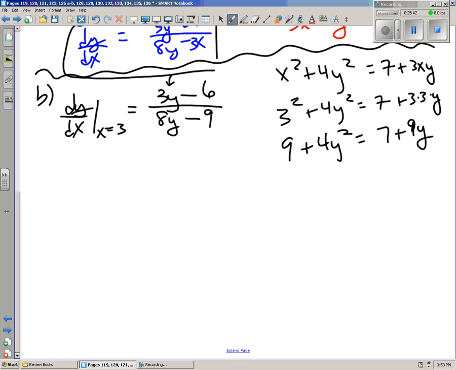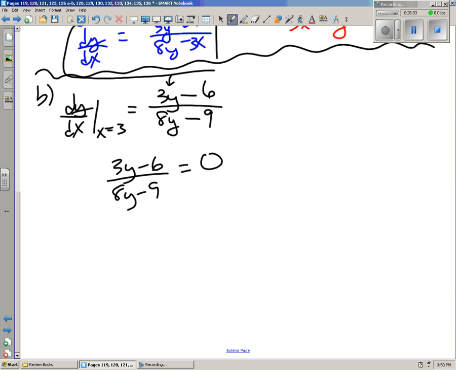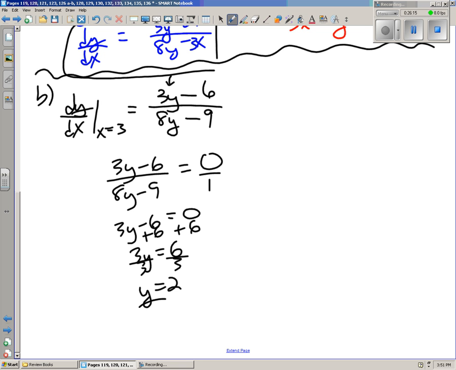And let's see. Actually, you know what? I'm not going to do it this way. I'm sorry. You can do it this way, it's just harder. Here's what we can do, though. What we can do is say, hey, guess what? My derivative has to be equal to 0. So cross multiply. This would mean that 3y minus 6 has to equal 0. 3y is equal to 6. Thus, y is equal to 2.